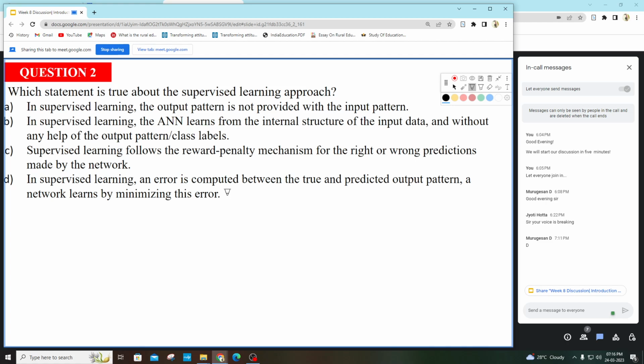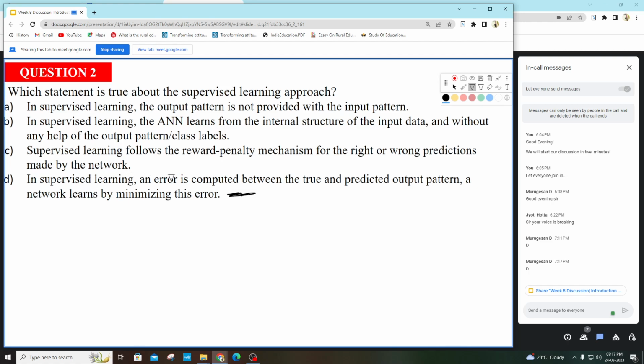Any guesses? Learning and error is computed. Yes, sir. Okay, so D. Any other guesses? Anyone who wants to contradict this D and wants to tell any other option? Okay, Murugation is also telling D. Any other guesses?